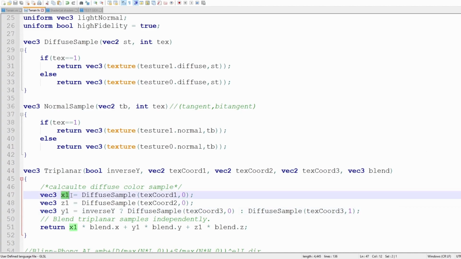After we get the X, the Z, and the Y, we go ahead and multiply them by their blends, and then we sum the triplanar projected color sample together.